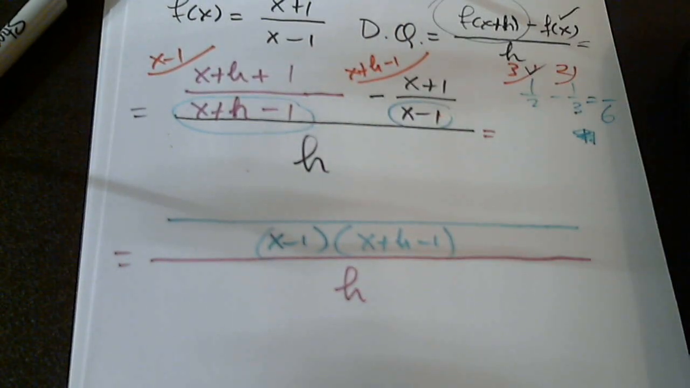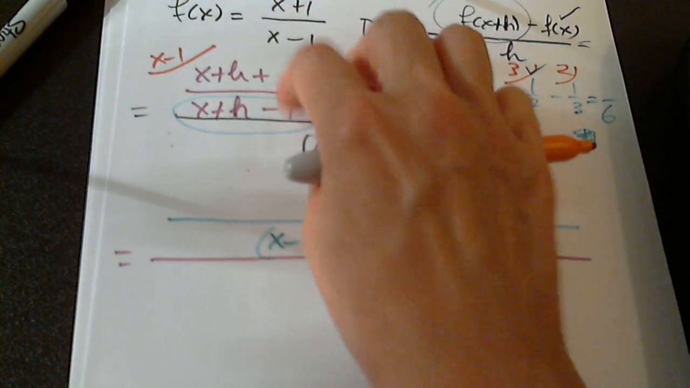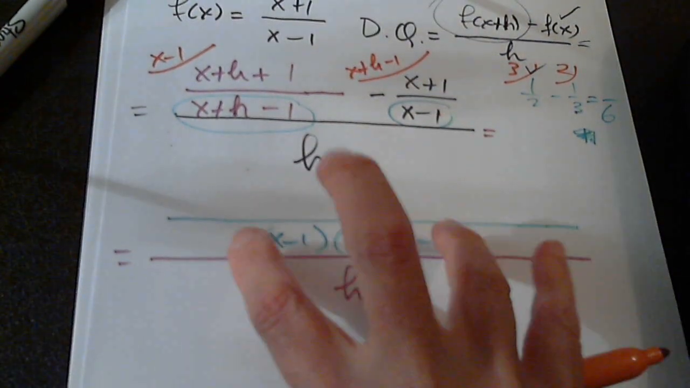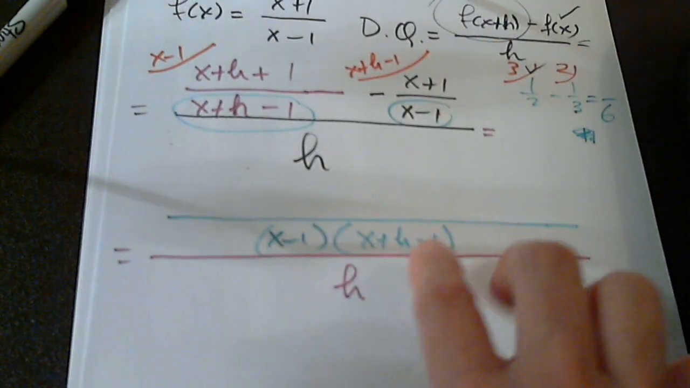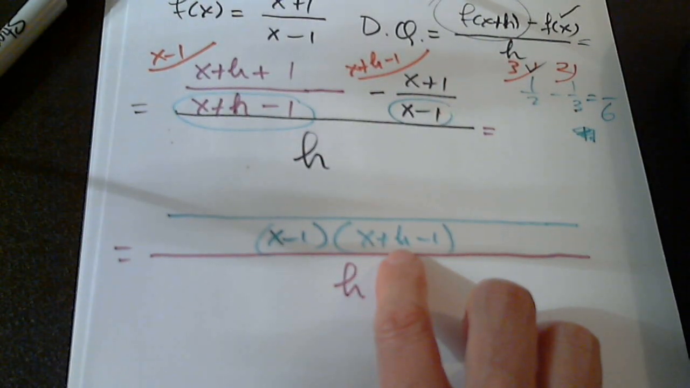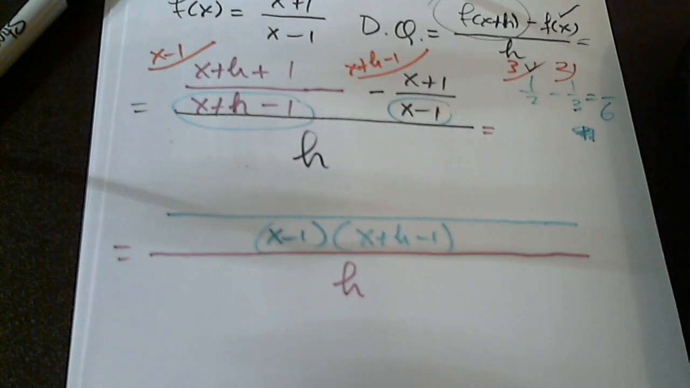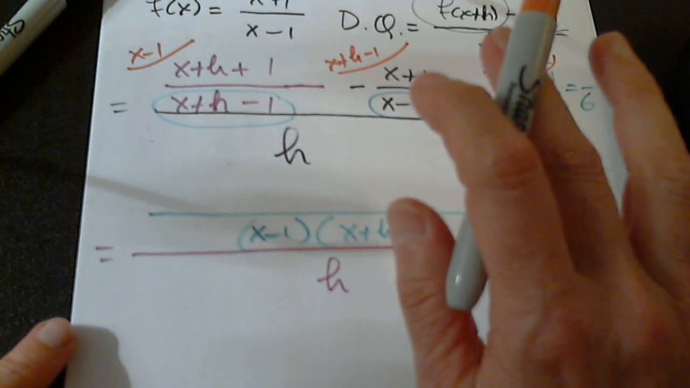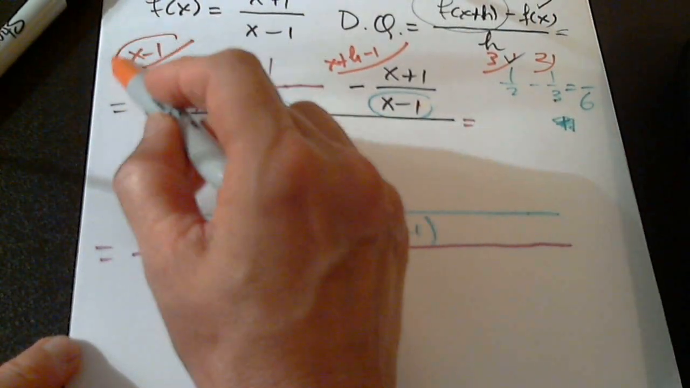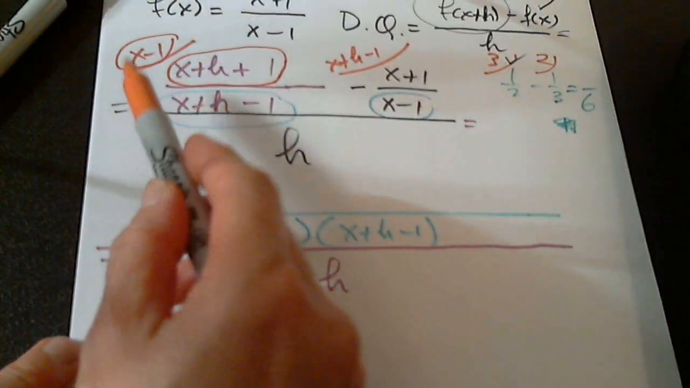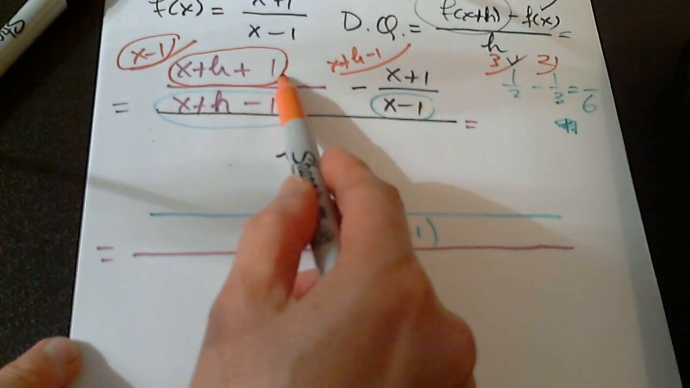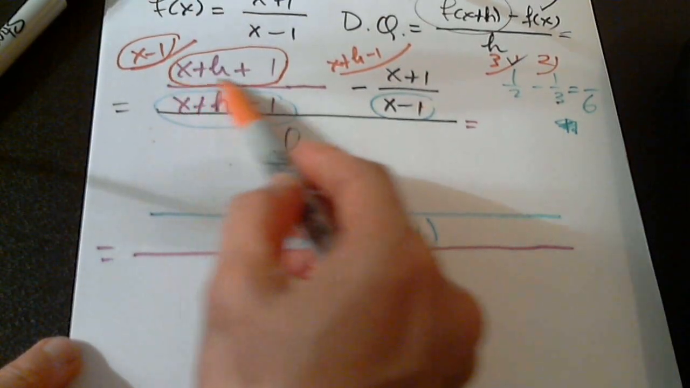Why is that? Because this was multiplied by x minus 1 to get this product, I have to multiply the numerator by the same quantity. This was multiplied by x plus h minus 1, so I have to do the same thing to the top. It's mandatory. Now be careful how we distribute, because when we multiply this by this, we have to use the distributive law. X distributed to these three, and -1 distributed to these three.